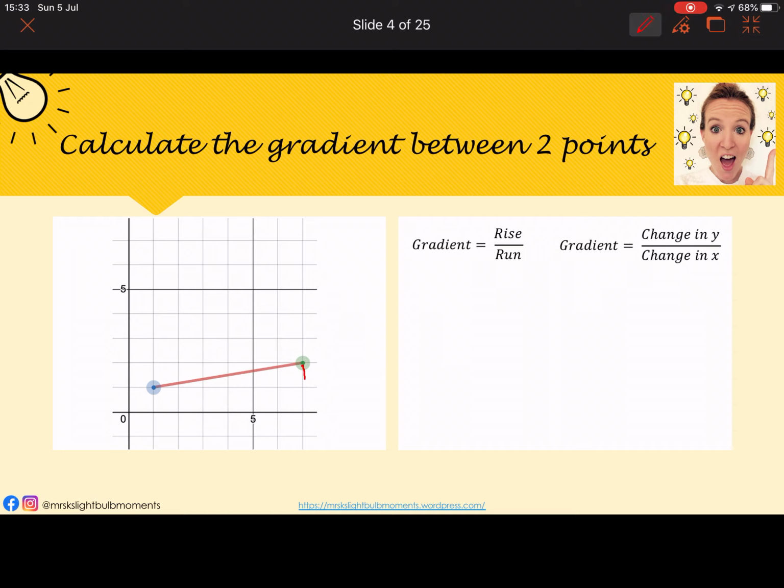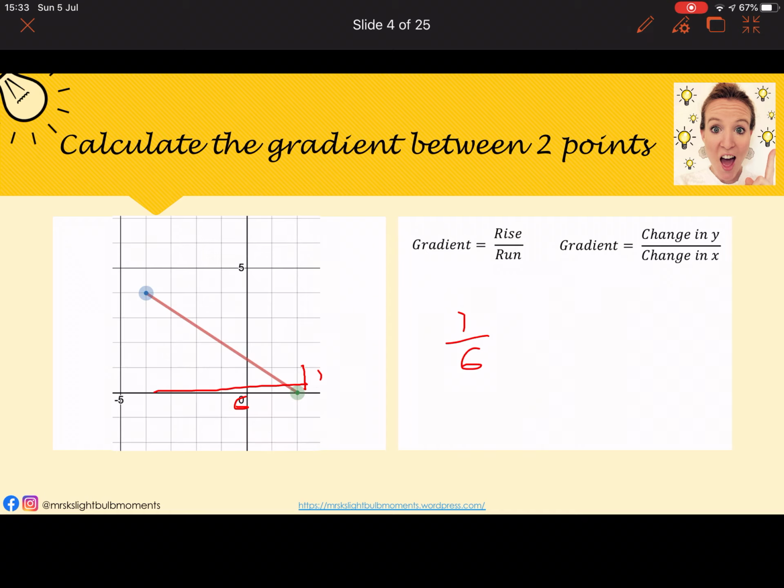Okay, draw your triangle in. Here, it does make sense to go all the way to the end because that's where it's right on the cross. We've got a difference of 1 and a difference of 1, 2, 3, 4, 5, 6. So it is 1 over 6, my gradient. Still nice and positive there.